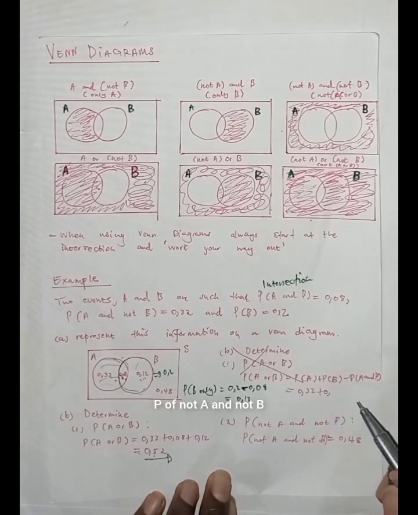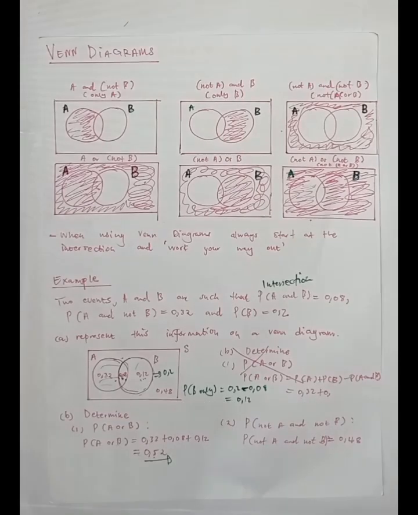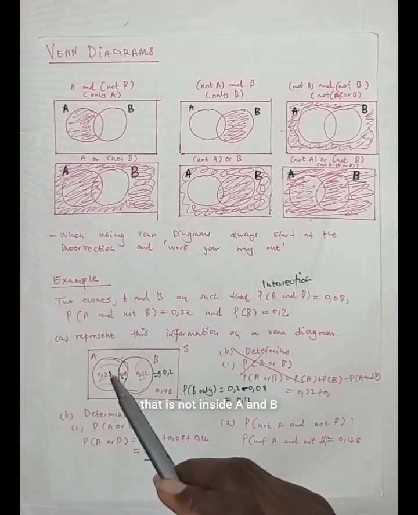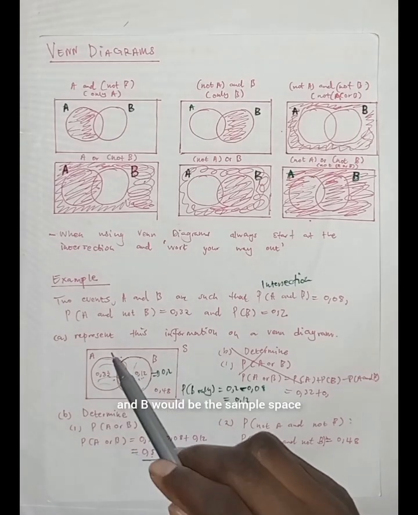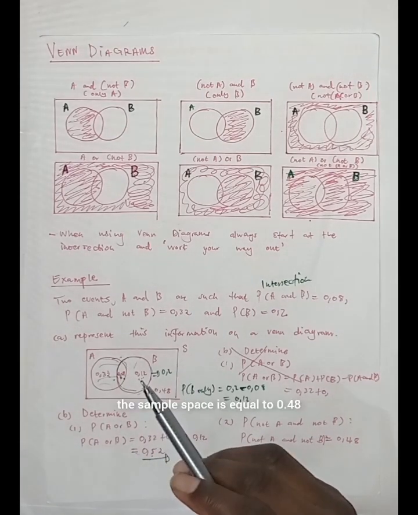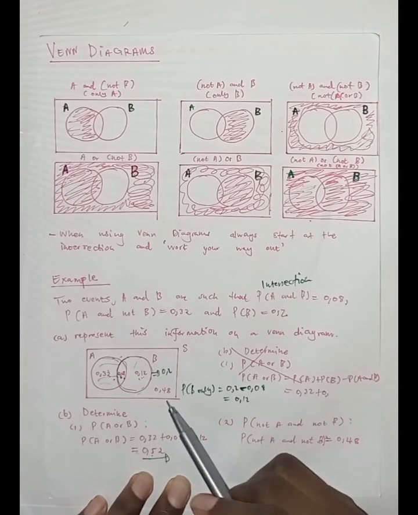Number 2 says P of not A and not B. P of not A and not B is everything else that is not in A and B. So everything else that is not inside A and B would be the sample space. And look at that, the sample space is equal to 0.48.